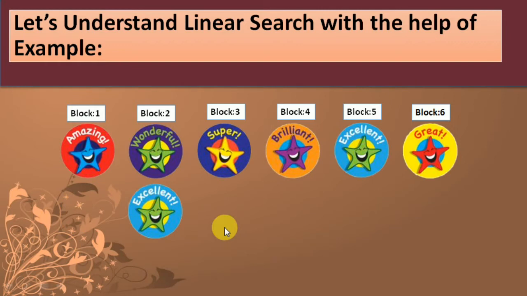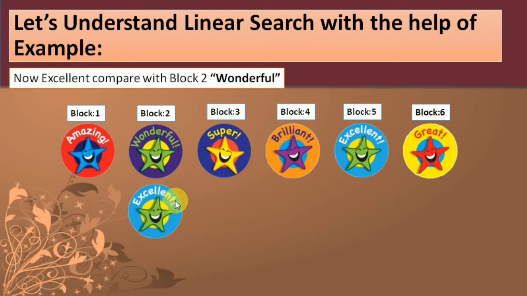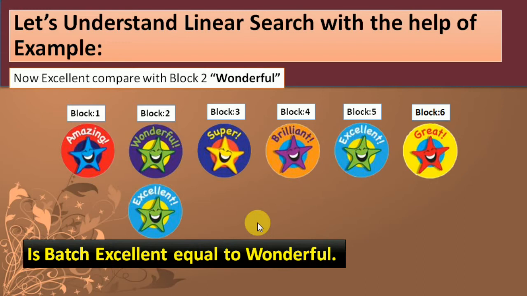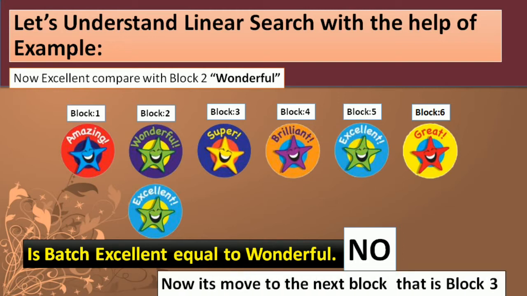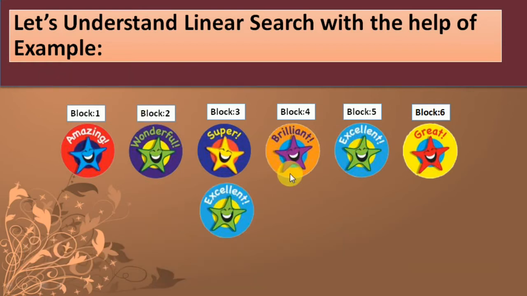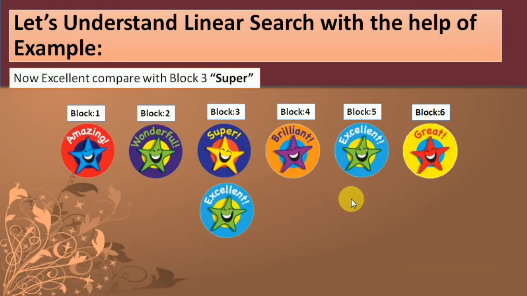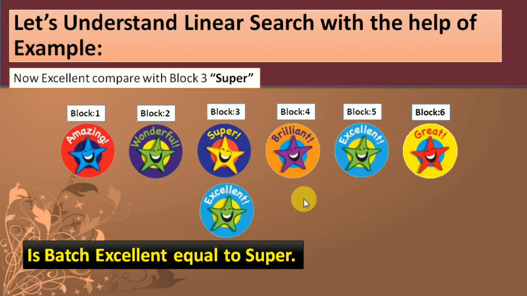Again it compares the value excellent with the batch in block 2, that is wonderful. Is the batch excellent equal to wonderful? It will say no. Now it moves to the next block, that is block number 3. Again excellent is compared with block number 3, that is super. Is the block 3 super batch equal to excellent? It will say no.